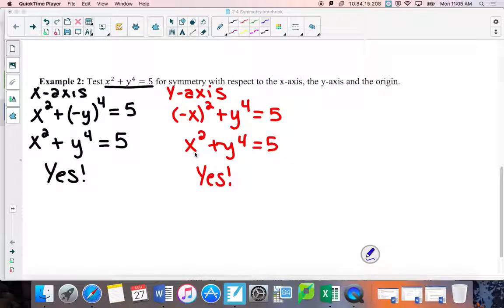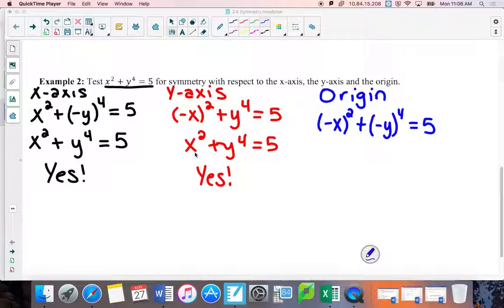And then our last test is for the origin. For the origin, we replace both of them. So this will be a negative x squared plus negative y to the fourth equals 5. Okay, that negative squared will come back as a positive x squared. That negative to the fourth will come back as positive y to the fourth equals 5. Now everything is identical in this one, back to the one in black. So yes, this is symmetric to the origin as well. So it's symmetric to everything.